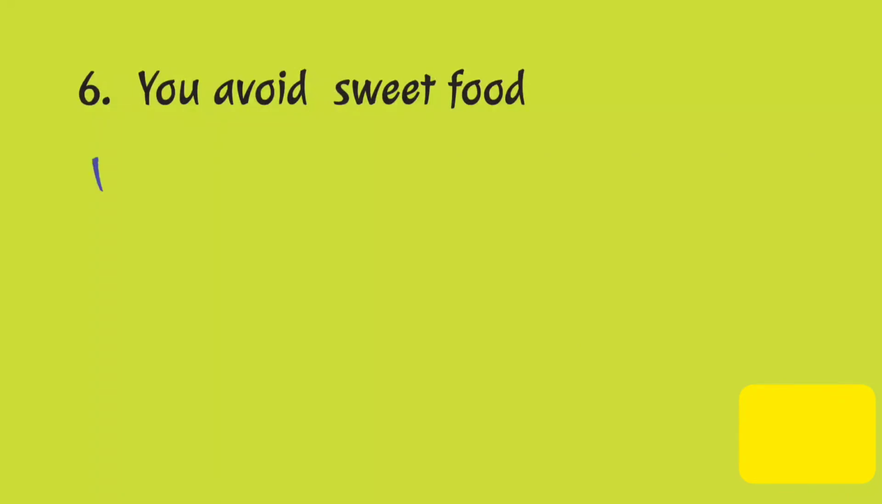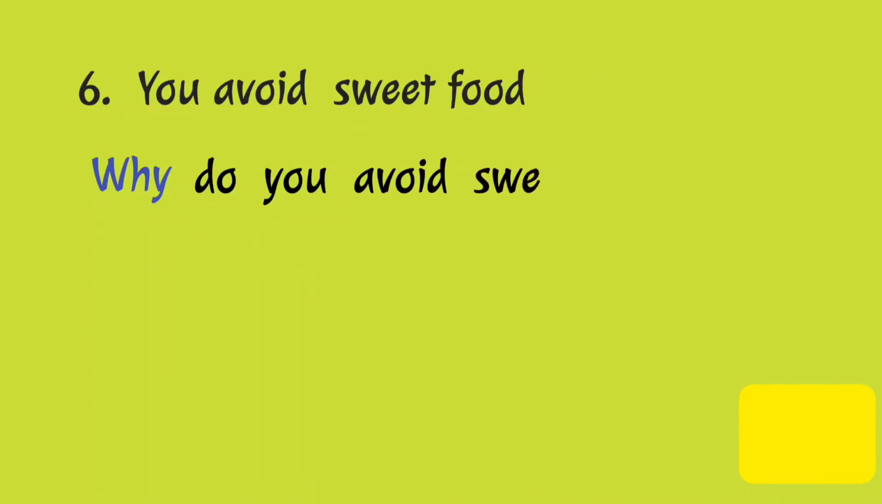Let's see another example. Number 6, we have: You avoid sweet food. Now here there is no auxiliary verb and the subject is you. So we have to use do as the auxiliary verb. For example, I want to ask the reason, why, and then the auxiliary verb do, you. Why do you avoid sweet food? Okay, it's very easy.